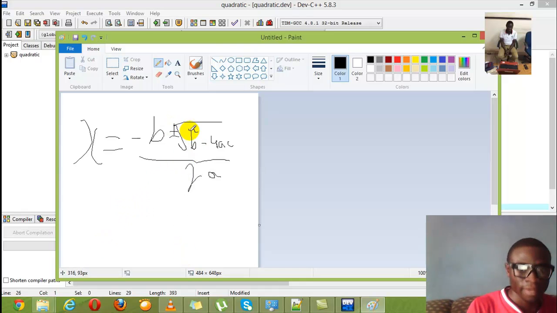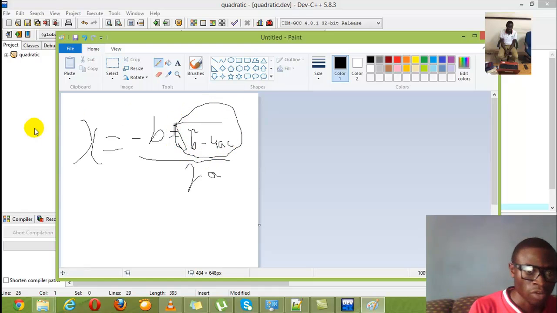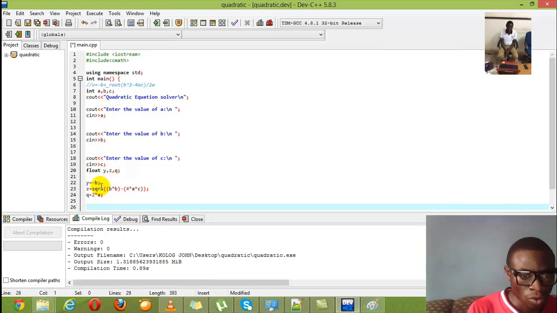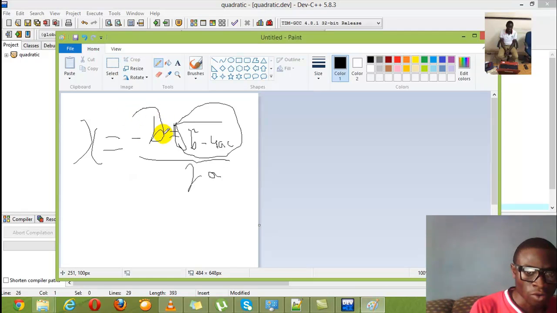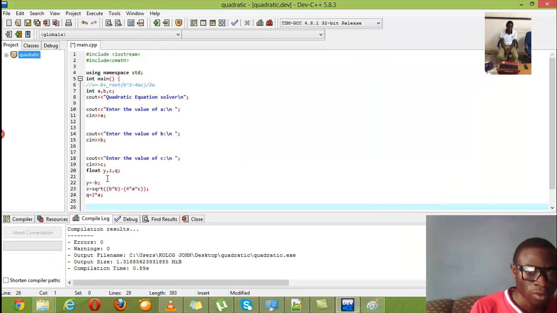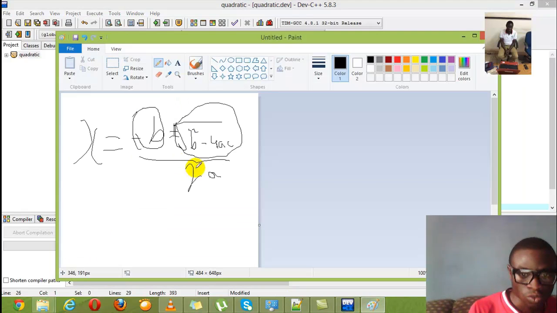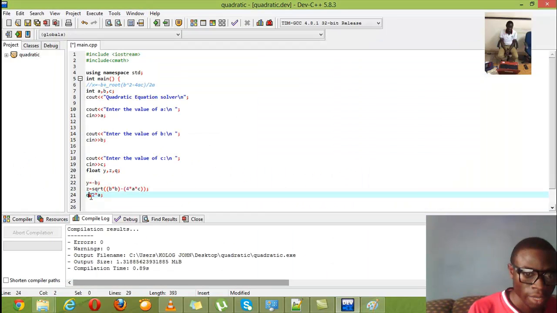Is that okay? Now we are storing the whole of this root in a variable called z. Is that okay? We are storing the value of all this in a variable called y, and we are storing the value of this 2a all in a place called q.